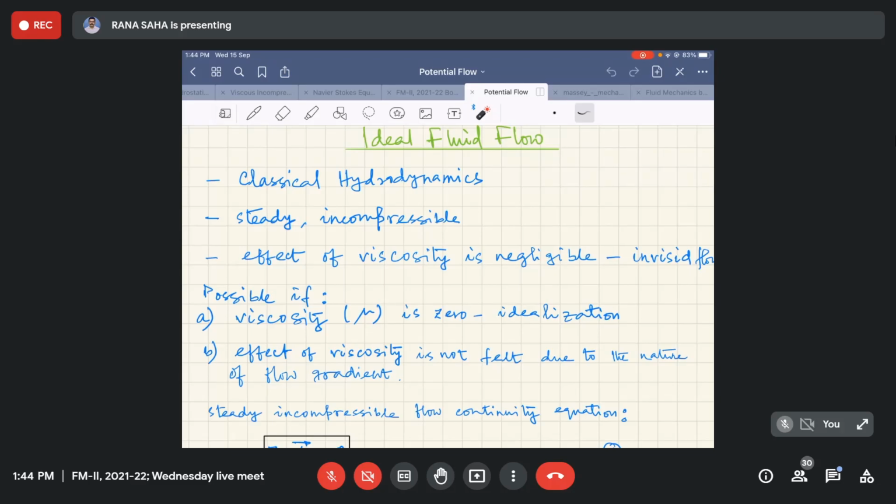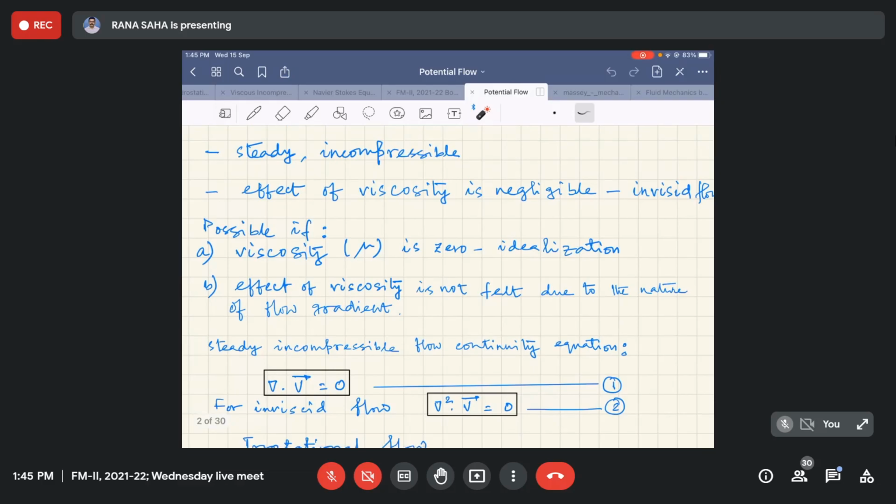But there are possibilities. For example, if you consider viscosity to be equal to 0, it is an idealization. But if you can recall our earlier discussion in the very introduction part, I said that if you move far away from the boundary, that means the interface between fluid and solid, there could be a region beyond which the effect of viscosity can be reasonably assumed to be negligible. So from that point onwards, you may have a situation close to non-viscous flow.